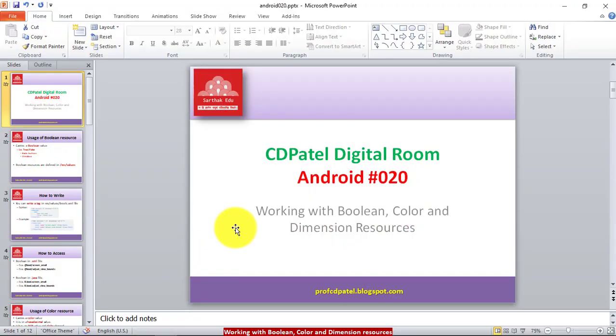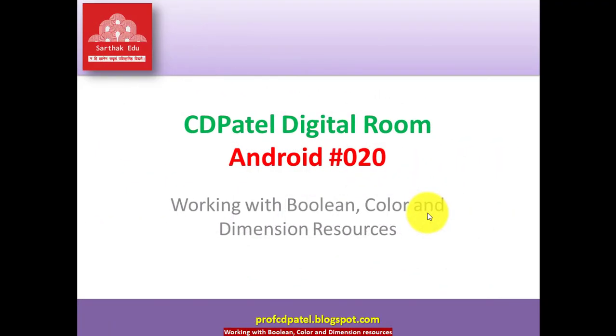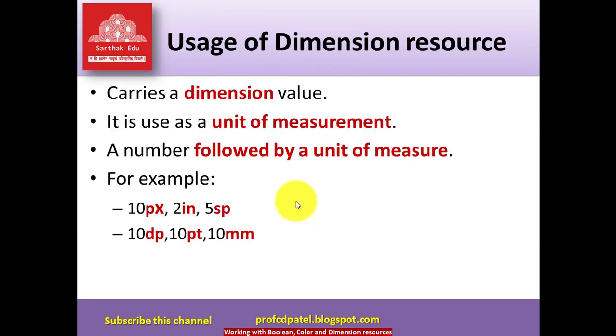Today we are going to learn working with Boolean, colors and dimension resources, where we are going to also understand what the uses of dimension resources are.